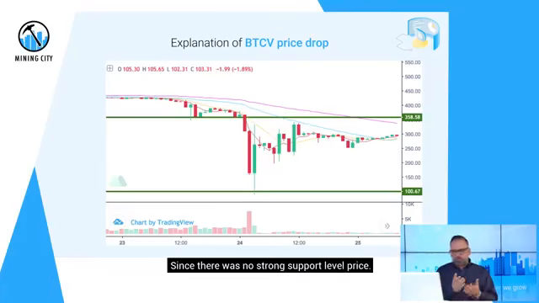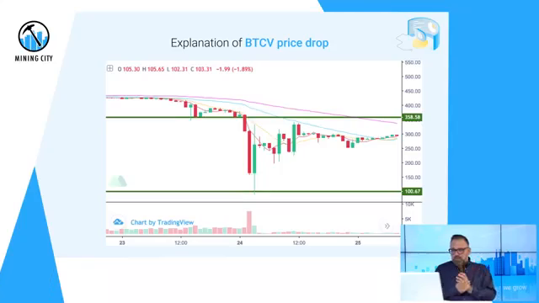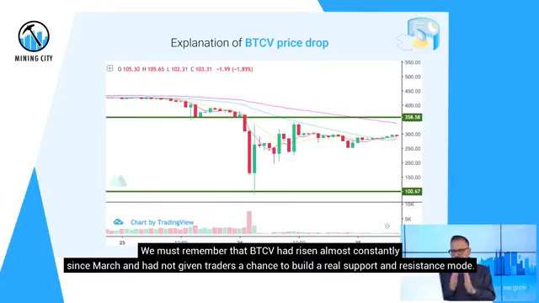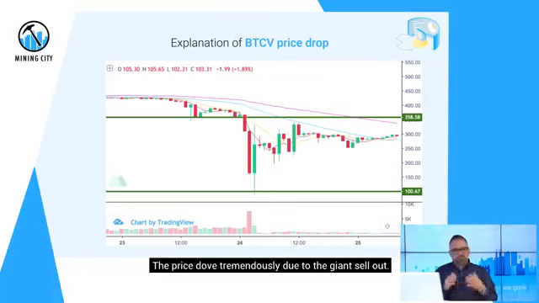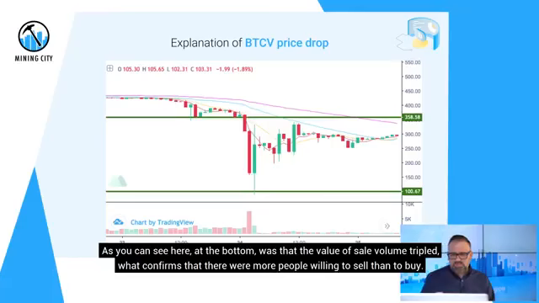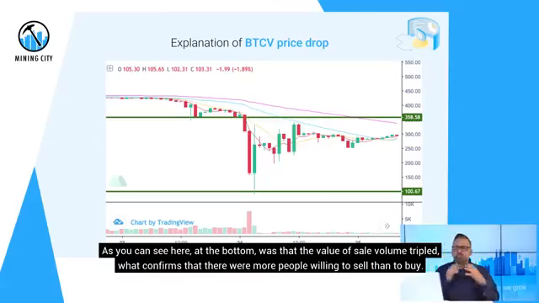Since there was no strong support level, we must remember that BTCV had risen almost constantly since March, and it had not given traders a chance to create any real support or resistance mode. The price just drove down tremendously due to historically huge sellout. As you can see here at the bottom, the sales volume just tripled. And that just confirms that there were more people willing to sell than buy at this very particular moment.